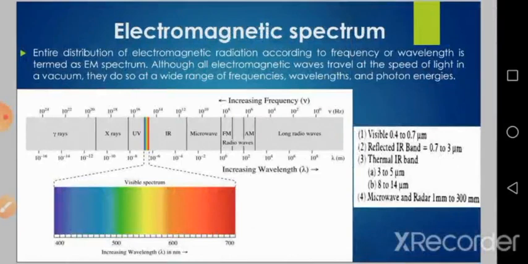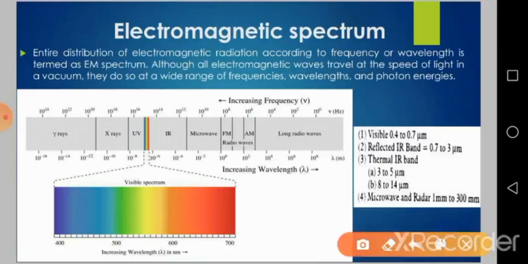Now the next one is the electromagnetic spectrum. If we take the electromagnetic waves, there are several wavelength ranges of these waves. If we arrange these waves according to their frequency or wavelength, then that pattern is called the electromagnetic spectrum.